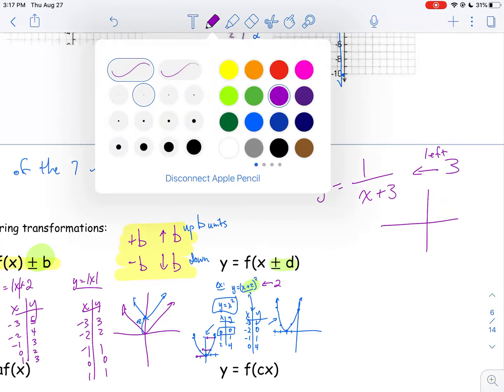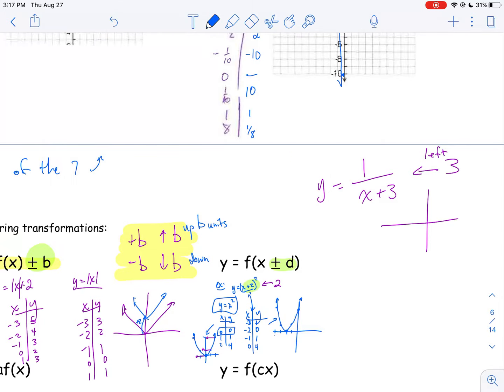So instead of having my graph centered on the y-axis, my graph is going to be centered on the line at x equals negative 3. Go ahead and type this in your calculator. See, you get that function. Isn't that cool?